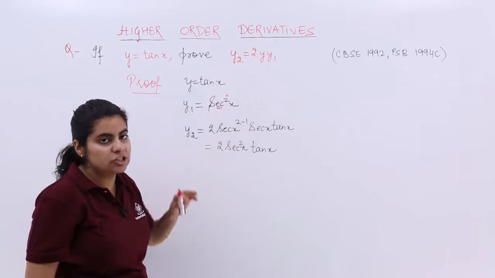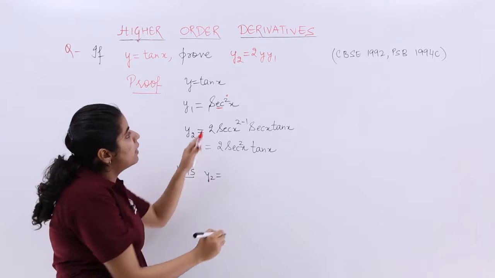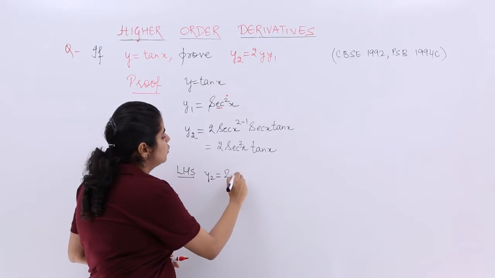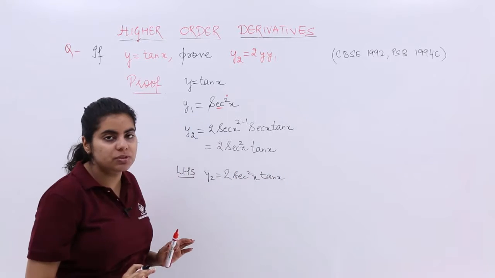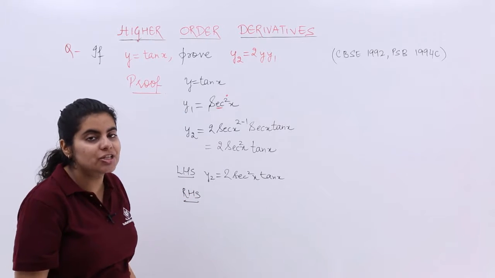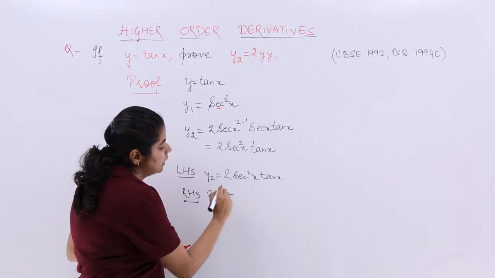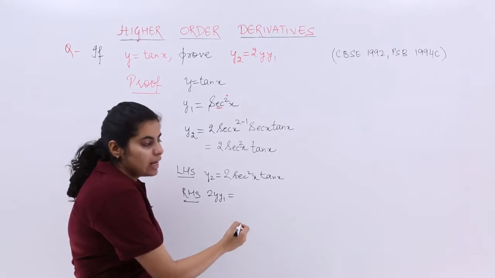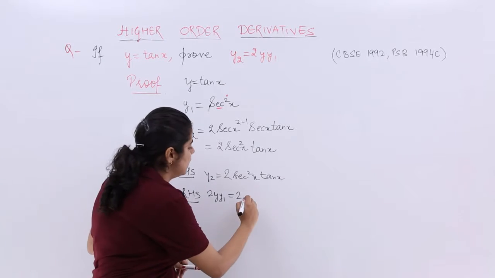Now let's move to the question. LHS of the question is y2 and y2 is what? y2 is 2 secant square x tan x, that you have found out. Now let's move to the RHS. RHS means the right hand side, that is 2y y1. Let's put the values. 2 as it is. y is what? The question itself, it is tan x.